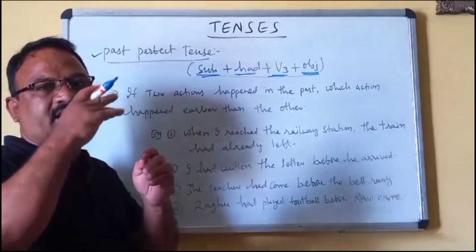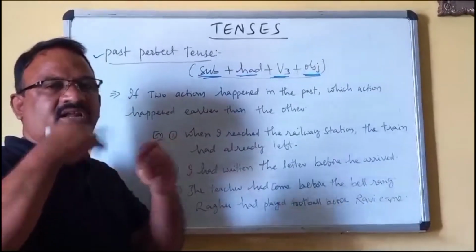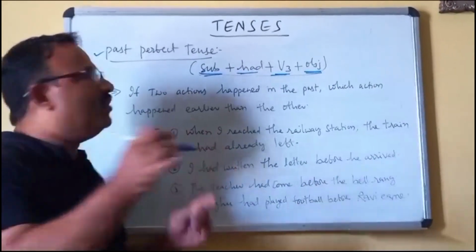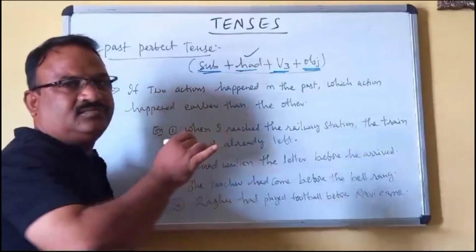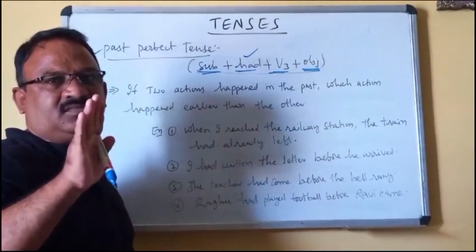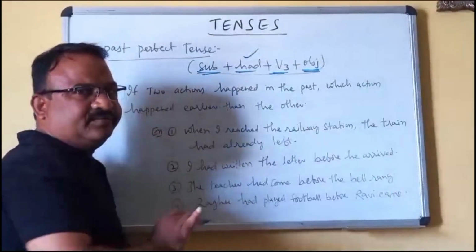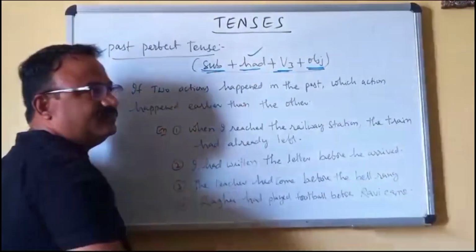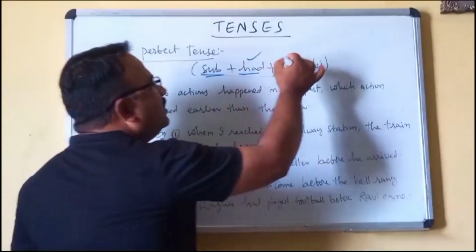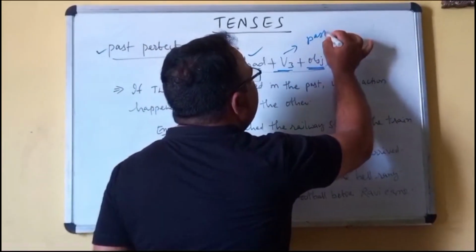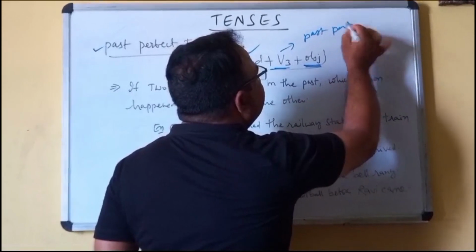I, we, they, any singular or plural, you have to use had. There is no difference. For any personal pronouns, you can use had plus V3. V3 means past participle.